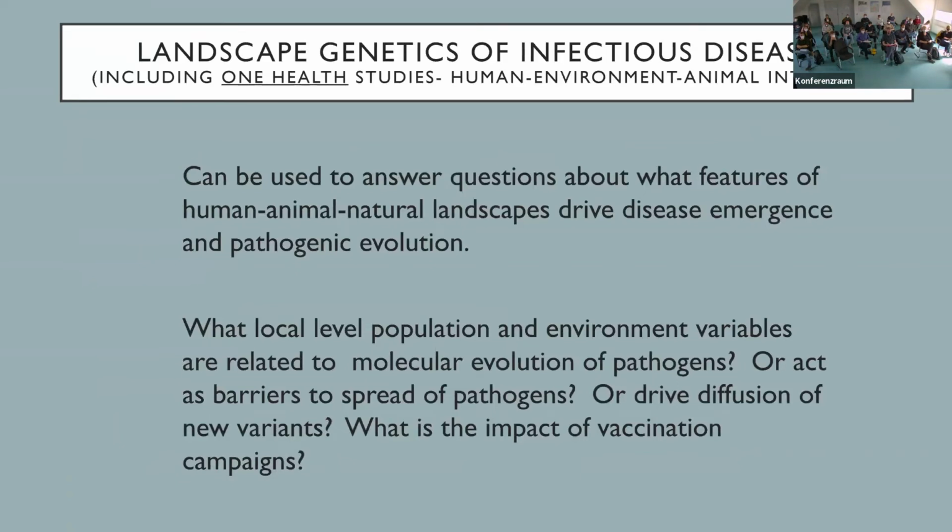So we can use landscape genetics to study infectious diseases, and to do One Health studies that ask questions about the human, animal, and natural landscapes, and how that might drive disease emergence and pathogen evolution. We can ask questions like, what local-level population and environmental drivers are related to the molecular evolution of pathogens, the change in pathogens, or act as barriers to the spread of those pathogens, or drive diffusion of new variants, or what's the impact of vaccination campaigns on those?